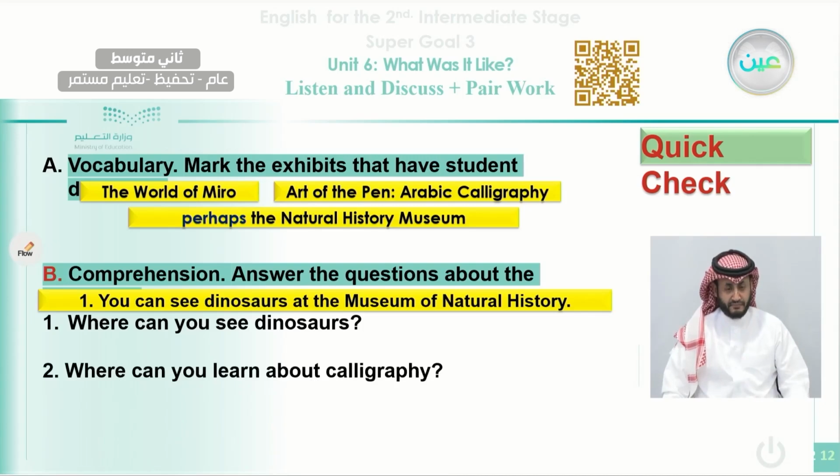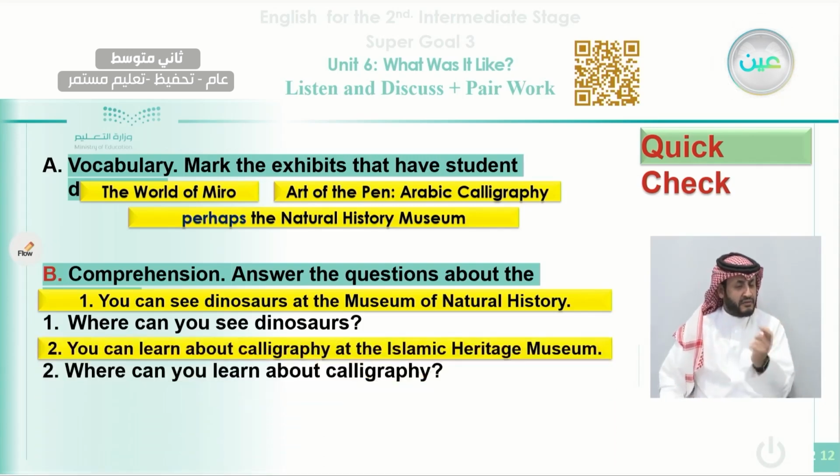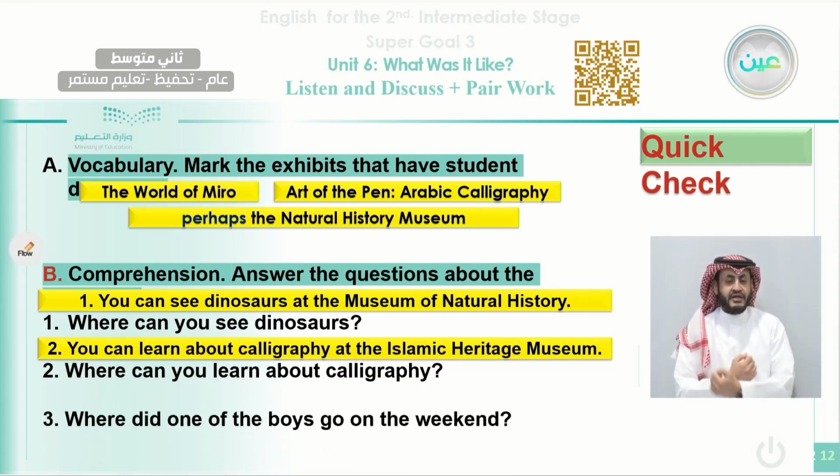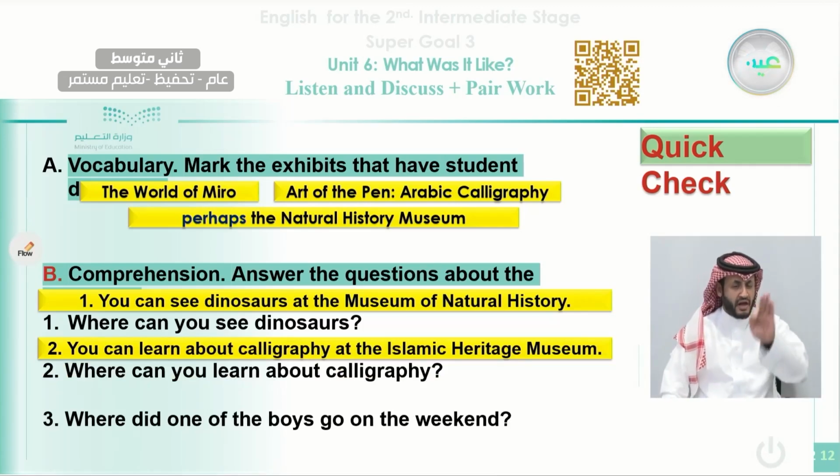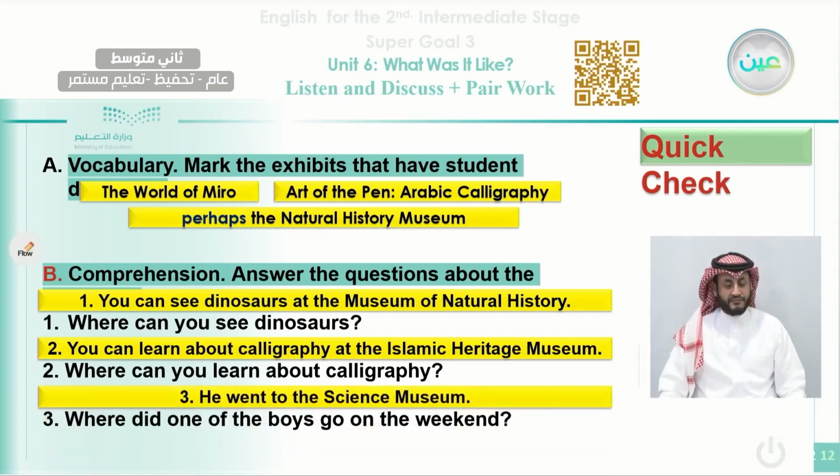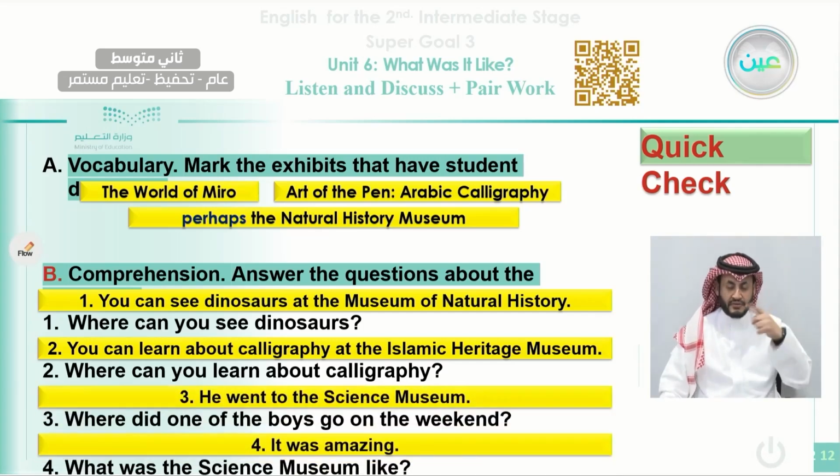Okay, number 2, where can you learn about calligraphy? You can learn about calligraphy in the Islamic Heritage Museum. Number 3, where did one of the boys go on the weekend? That was in the previous slide. He went to the Science Museum. And the last one, what was the Science Museum like?